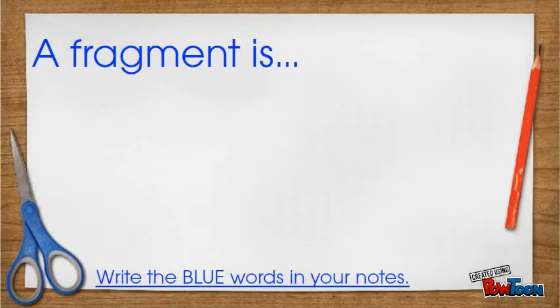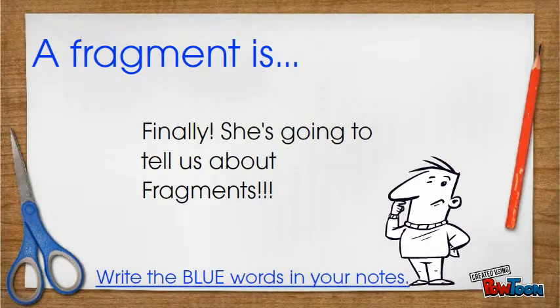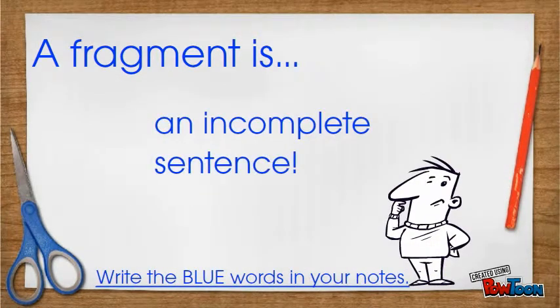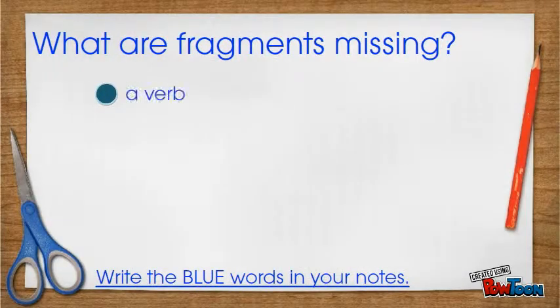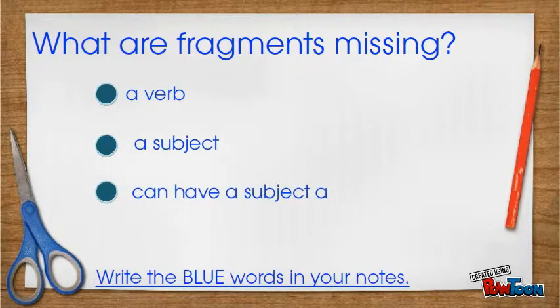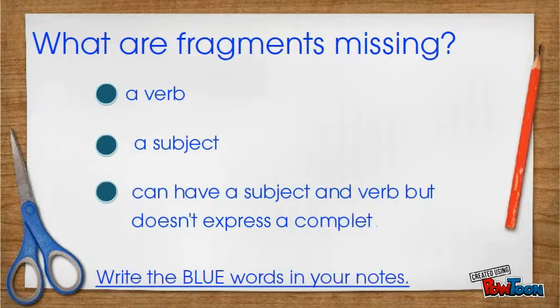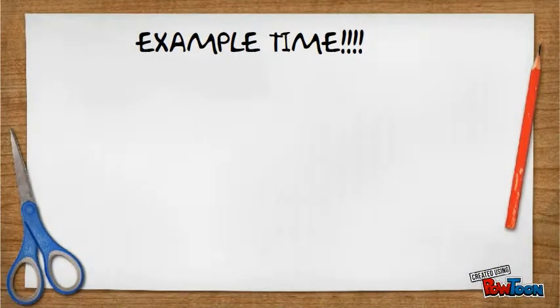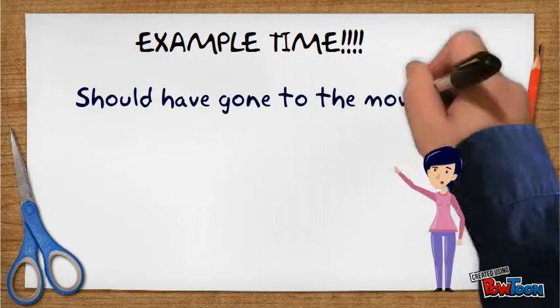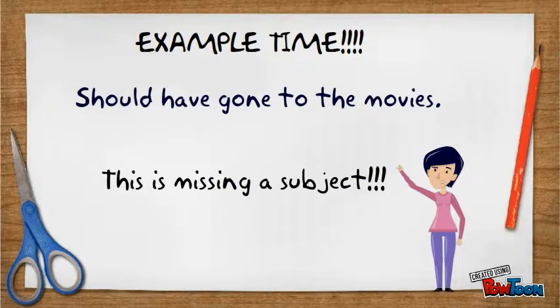Now let's talk about fragments. Here goes. A fragment is an incomplete sentence. It might be missing a verb, it might be missing a subject, or it can have a subject and verb but does not express a complete thought. Here's an example. Should have gone to the movies. This is a fragment, it's missing a subject.